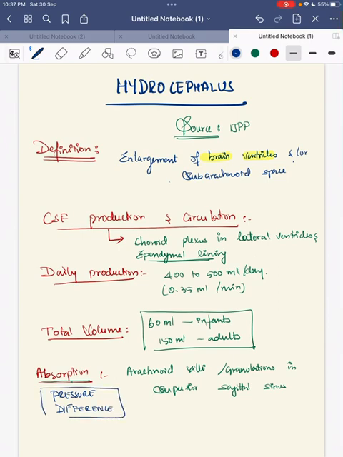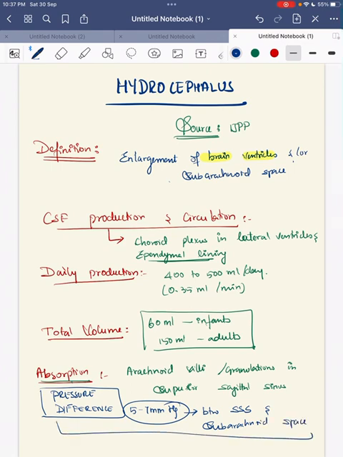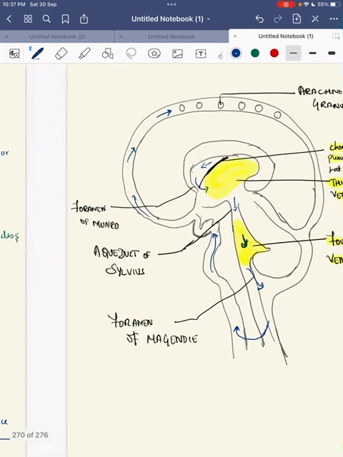Okay. How much is the pressure difference? It is around 5 to 7 millimeters of mercury between the superior sagittal sinus and the subarachnoid space, which facilitates this absorption. So we have seen its production, volume and absorption. Next we will see its circulation.